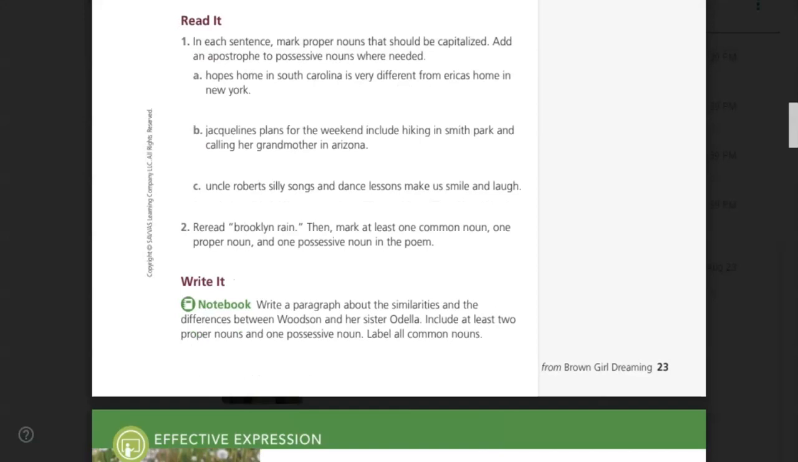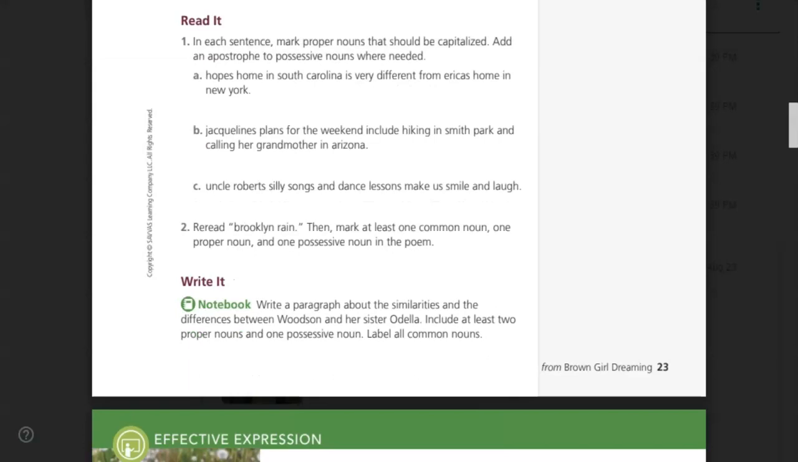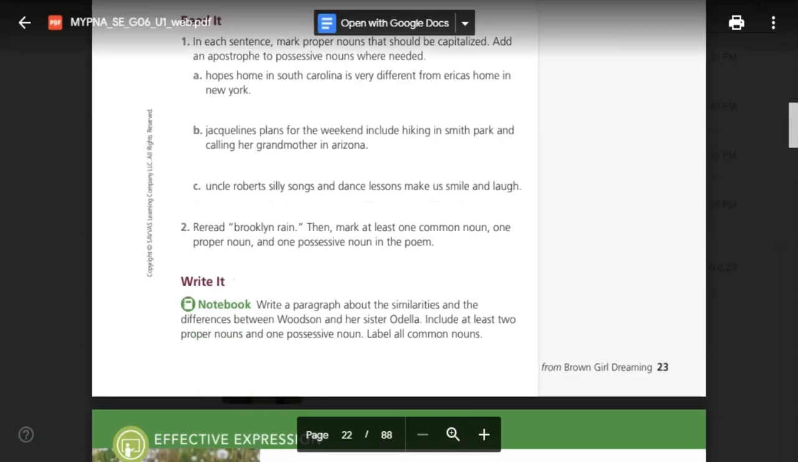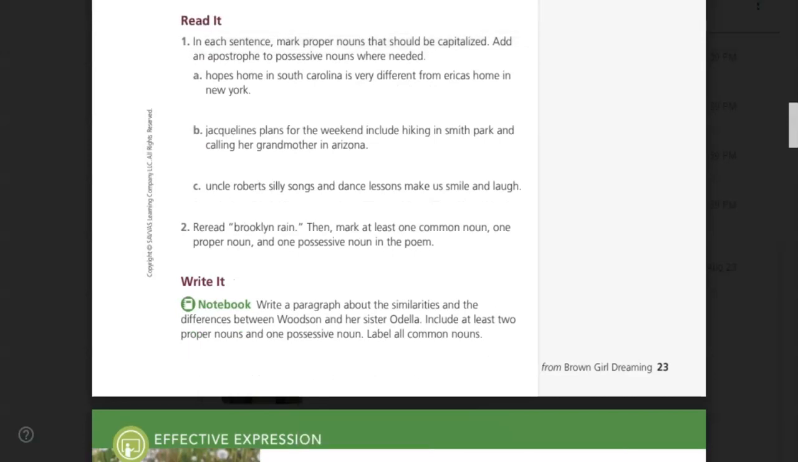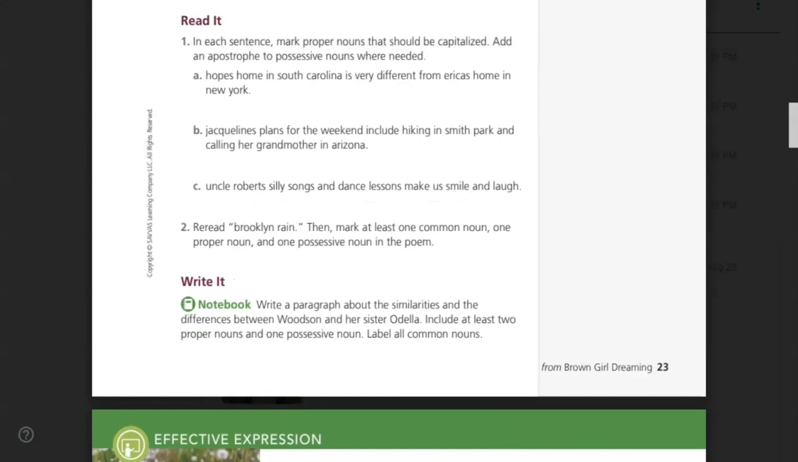Okay, so then for write it says write a paragraph about the similarities and the differences between Woodson and her sister Odella. You don't have to do a whole paragraph, but try to find at least 2 proper nouns and 1 possessive noun, label all common nouns. So I would say you don't have to write a whole paragraph, but maybe write a couple sentences about, like, maybe a sentence what's similar and a sentence what's different, and try to include proper nouns and a possessive. Okay?